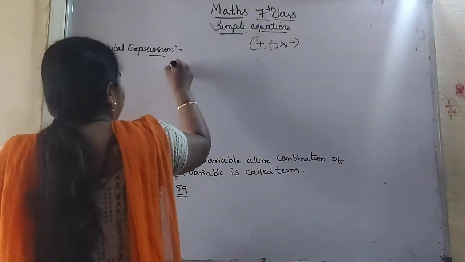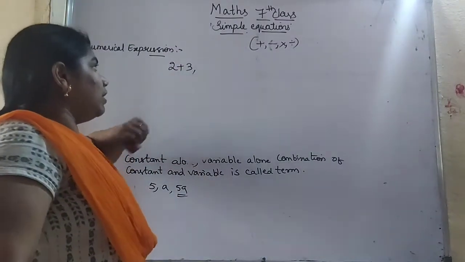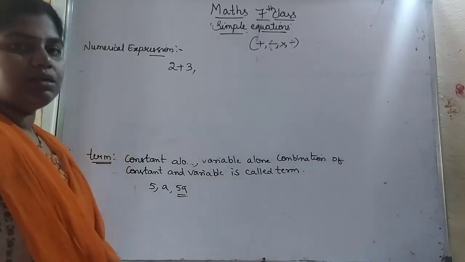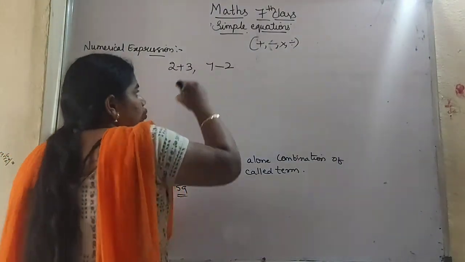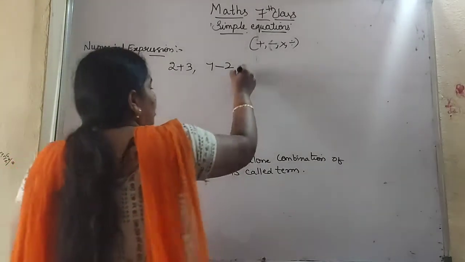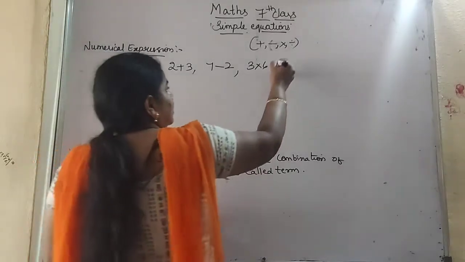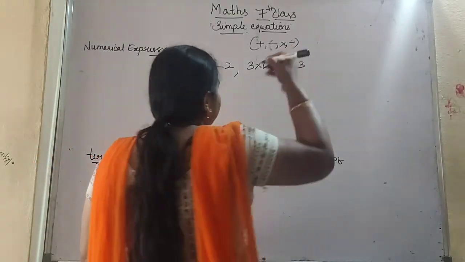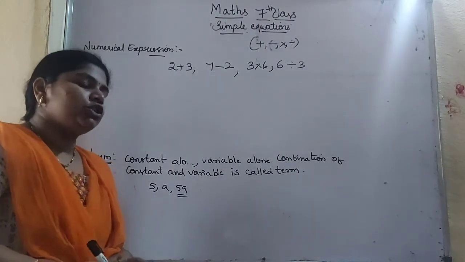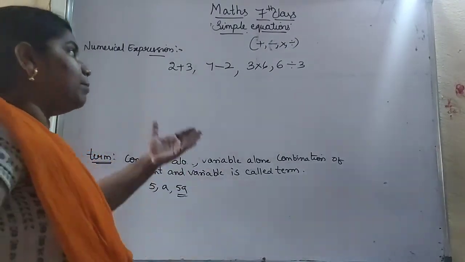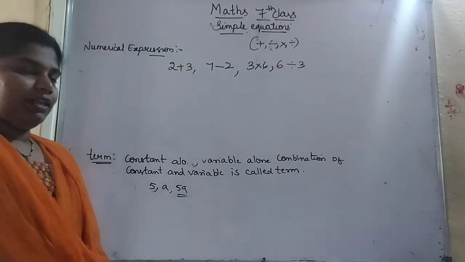So we can write 2 plus 3 as a numerical expression. 2 and 3 are numbers that have been combined with the plus symbol. So this is a numerical expression. In the same way, 7 minus 2 is also a numerical expression. In the same way, 3 into 6 is also a numerical expression. In the same way, 6 divided by 3 is also a numerical expression. So two or more numbers combined with fundamental operations, we will call it as numerical expression.